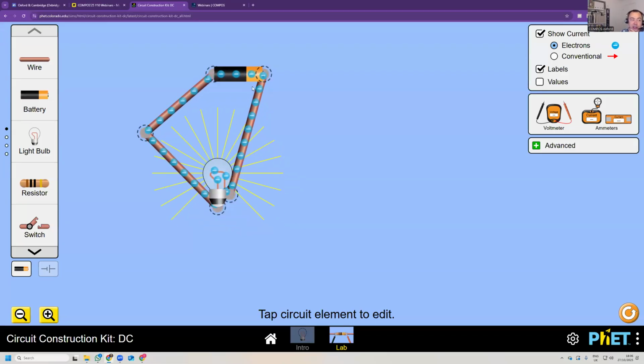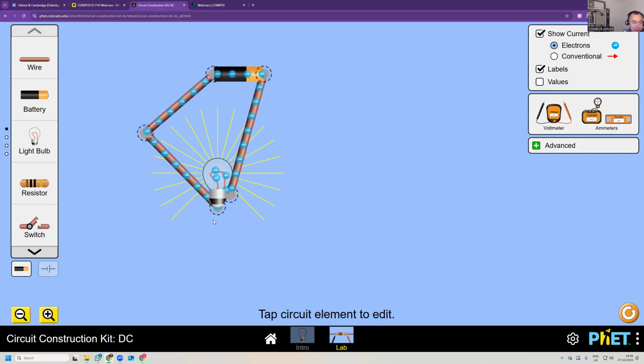We say that the battery provides energy to the electrons, and then the electrons use that energy to do useful work, in this case to light up the bulb. So you can say that the battery pushes the electrons and the electrons go through the light bulb. They do useful work converting that electrical energy into light. And there are some key characteristics.